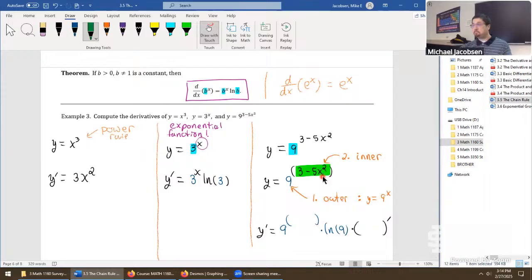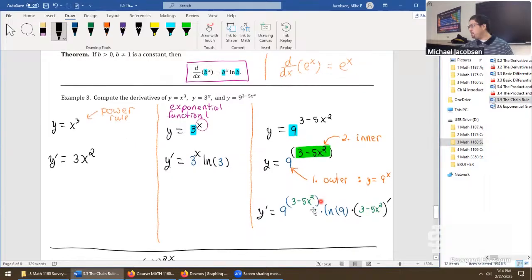We come back over here, drop the inner function in 2 spots. 3 minus 5x squared here, 3 minus 5x squared here. And now the problem is almost done at this stage. We can rewrite our total answer by saying y prime equals 9 to the power of, you can leave those parentheses there if you like, but ordinarily people would drop them at this stage, 3 minus 5x squared.